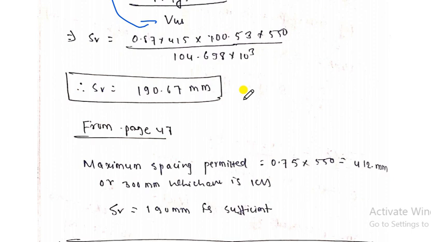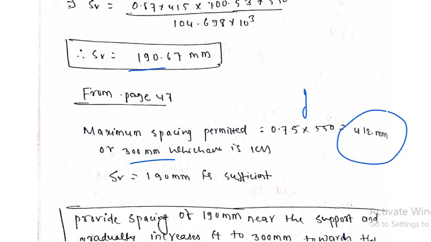And as you know my dear friend, the maximum spacing permitted is 0.75 D, that is 412 mm, or 300 mm. Beyond 300 mm, we are not going to design a beam with stirrups placed at more than a distance of 300 mm. So within 300 mm, we need to space the stirrups. As it is 191, that's why we're going to design the stirrups accordingly.